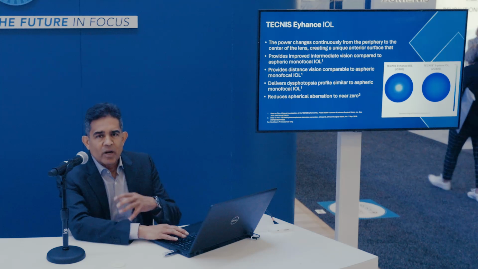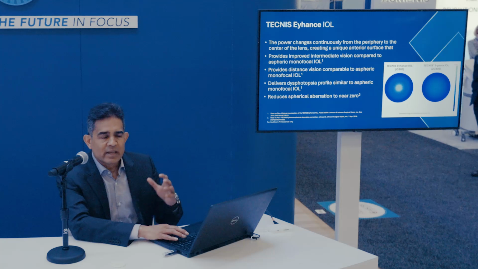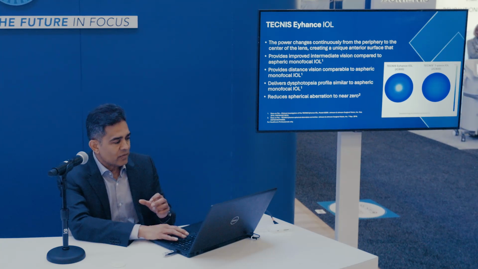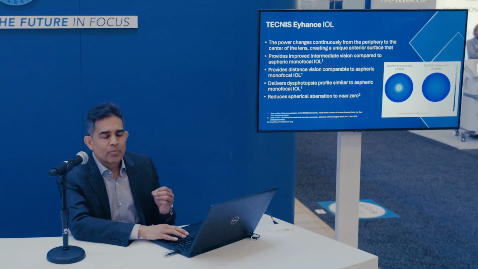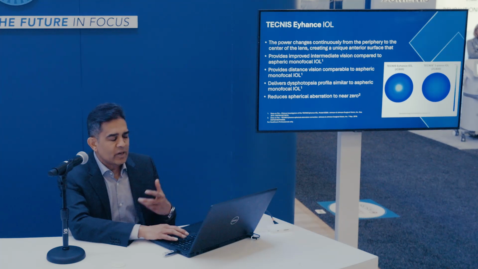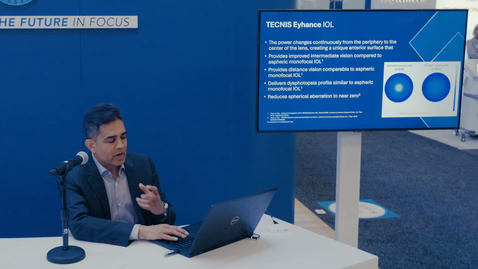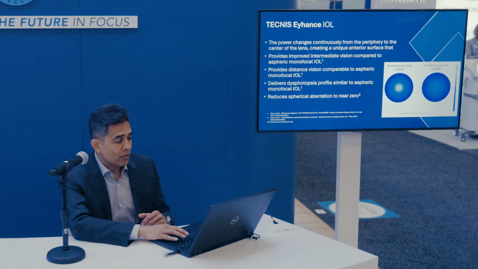So the first lens marketed within this category was the Tecnis Eyehance. And if you look at the lens, there was a power change that continuously increased from the periphery to the center of the lens. By creating this unique anterior surface, we would provide improved intermediate vision compared to an aspheric monofocal IOL. It provides distance vision comparable to an aspheric monofocal lens, and at the same time delivers a dysphotopsia profile similar to a spherical monofocal IOL.